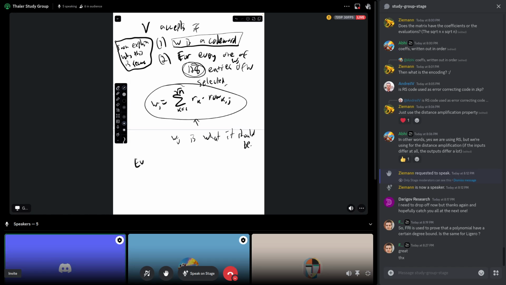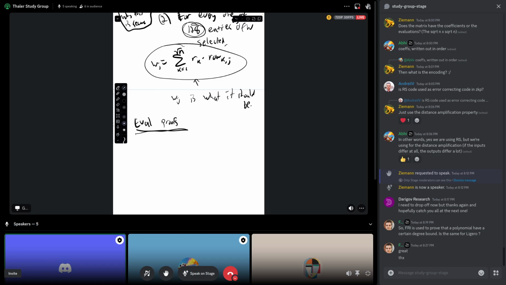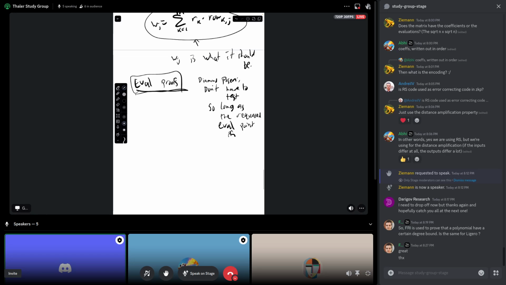Let's talk about the evaluation proofs. Okay, so it turns out it's actually an observation of Diamond and Posen that you don't have to run the testing procedure at all. The evaluation proofs themselves are basically identical to the testing procedure. So there's no reason to test and evaluate, you can just evaluate. So long as the requested evaluation point is random, which in SNARK applications it always is.